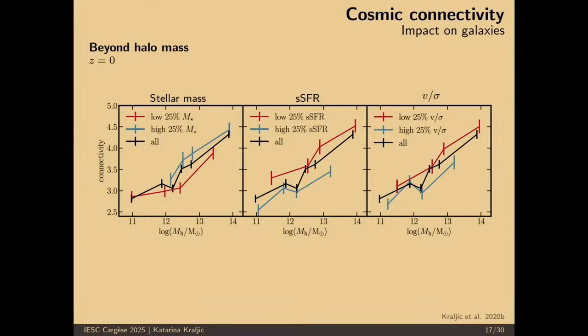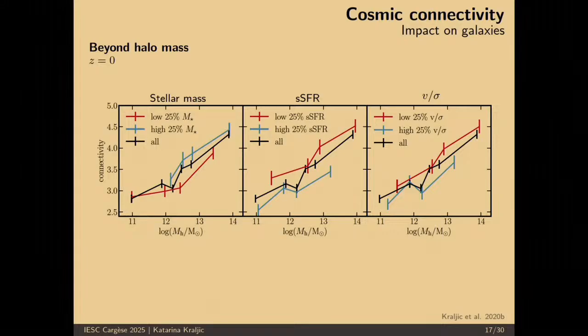Okay, another interesting thing in the simulation, we can look at what about the halo mass. So here what I'm showing are this time the results from the numerical simulation. So the connectivity is a function of halo mass for galaxies at redshift 0, split according to 3 different properties in the lowest and highest quartile. So on the left, stellar mass, in the middle, specific star formation rate, and on the right-hand side is V over sigma, which is a proxy for morphology. So high V over sigma means disky galaxies, low V over sigma means sort of spheroidal galaxies.